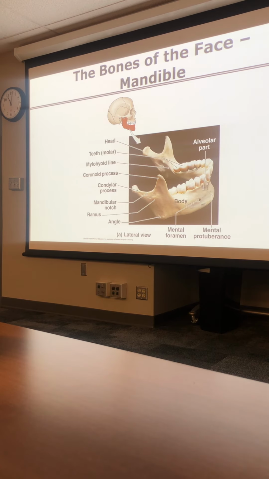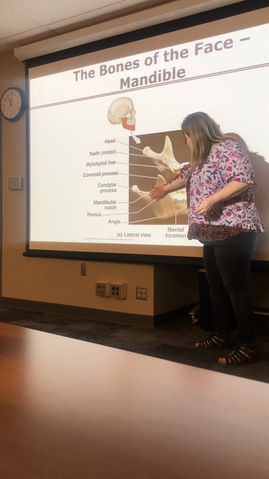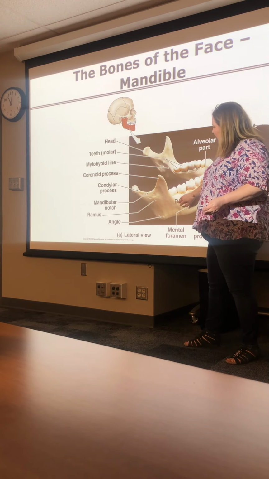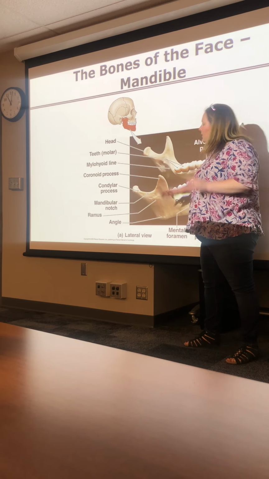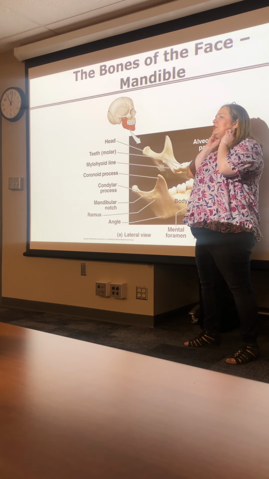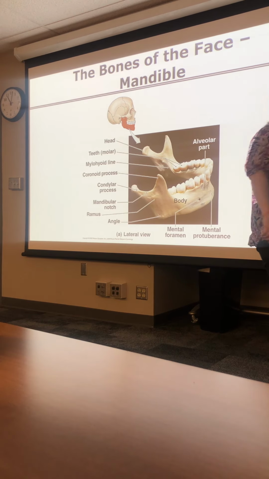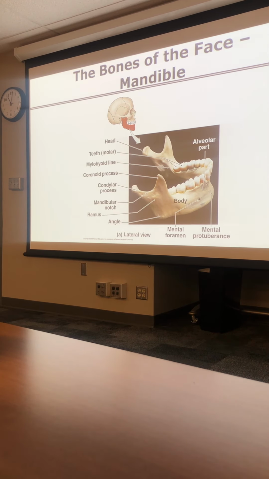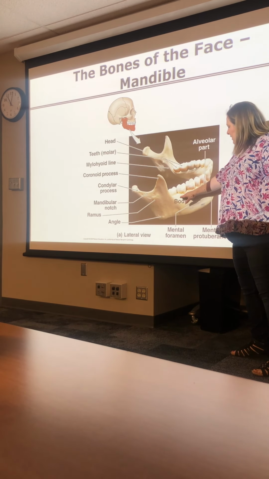The ramus meets with the body at the angle of the mandible. So you can feel the angle of your mandible right here. That's the angle of your mandible. The mandible also has an alveolar part or alveolar process for the teeth, just like the maxilla did.